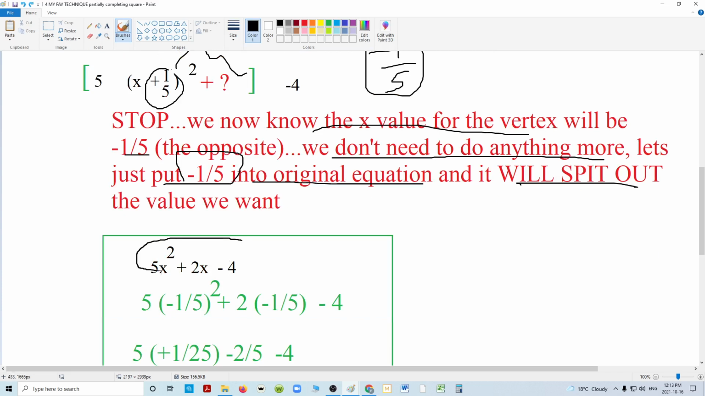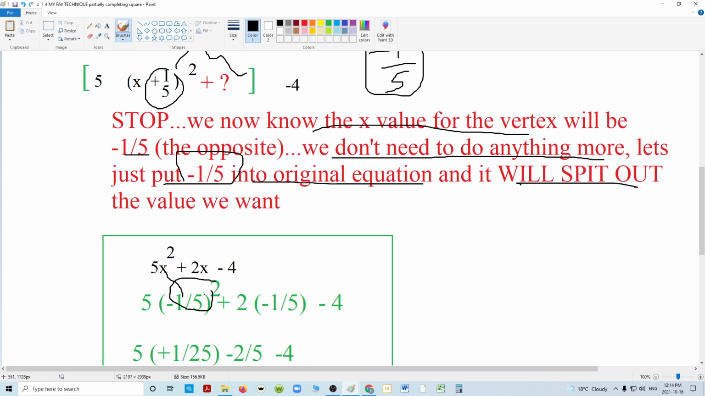So here's the original equation. I'm going to put minus 1/5 everywhere I see an x. Now remember, x alone is squared. You'll see in a textbook they always skip the brackets, and they shouldn't, because really this bracket should go all around this part of it, because I'll see students who square the 5 as well. And that's not what this is saying. This is saying just the x is squared.